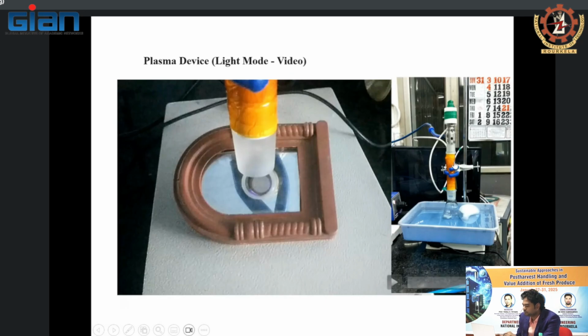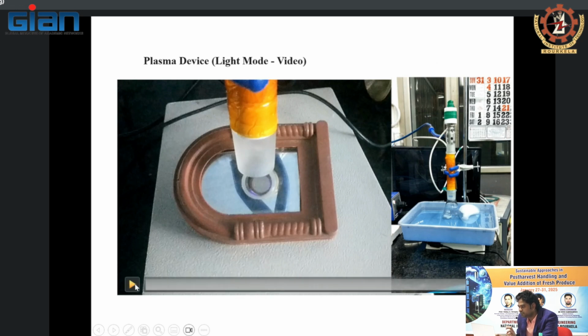Similarly, this is a smaller device. You can see it has a concentric electrode. So inside this tube we have a concentric electrode. One electrode is connected to the positive, and another electrode is connected to the negative end of a high voltage power supply. And in between this concentric pipe, you can see a plasma generation.